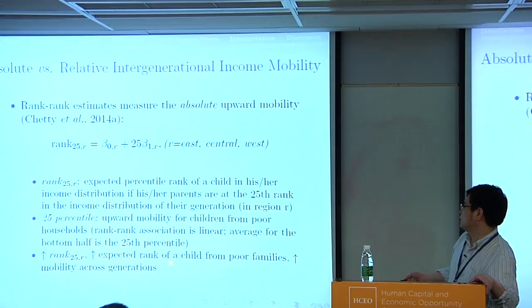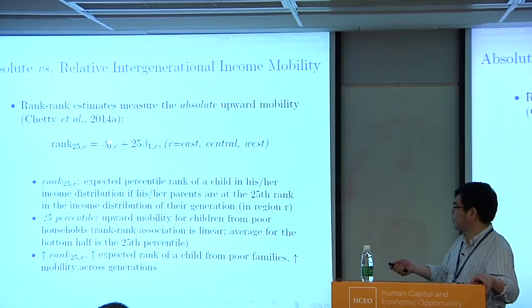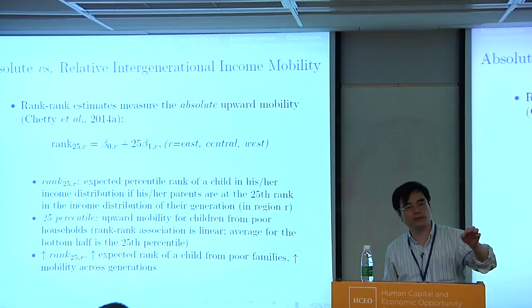And for this measure, both the intercept or constant term and the slope are used, whereas for the relative mobility measure, we only look at the coefficient beta, as you recall. We only look at the beta. But here, they were both used.